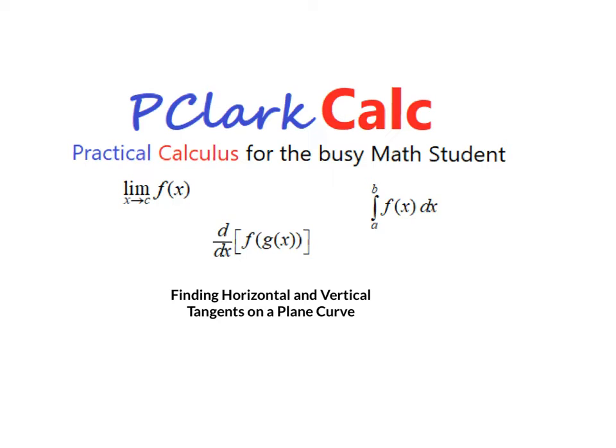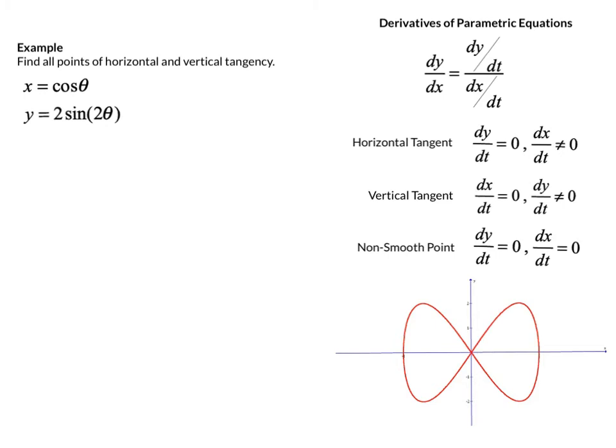And here we're going to take a look at an example of finding horizontal and vertical tangents on a plane curve that's defined by a set of parametric equations. Here we're analyzing the plane curve for parametric equations defined as x equals the cosine of theta and y equals 2 times the sine of 2 theta. Theta here is going from 0 to 2 pi.